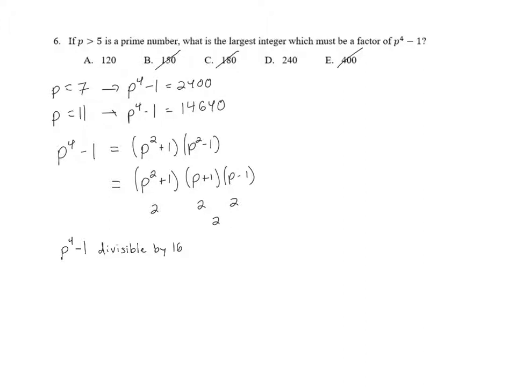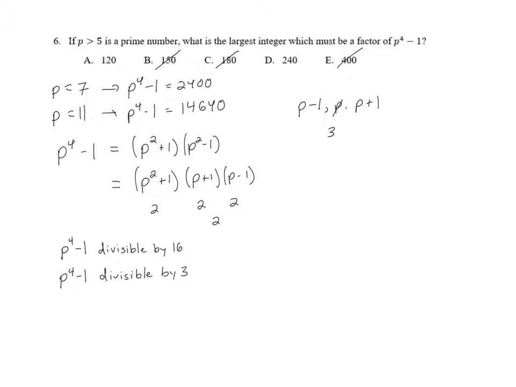Next, let's consider the consecutive integers p minus 1, p, and p plus 1. Anytime we have 3 consecutive integers, we know that one of them is divisible by 3, but it can't be p, because we know that p is prime. That means p minus 1 or p plus 1 is divisible by 3, which means that our original number, p to the fourth minus 1, is also divisible by 3.